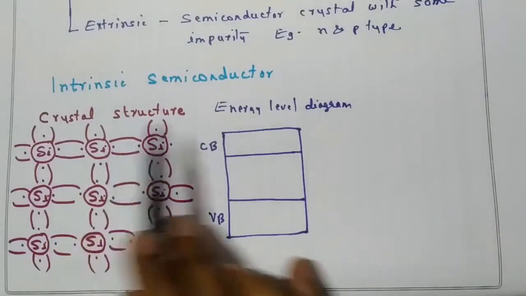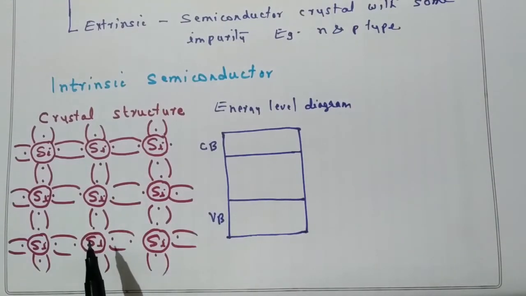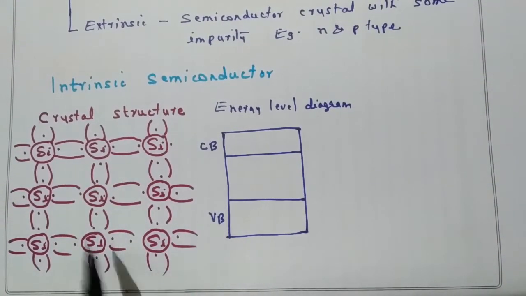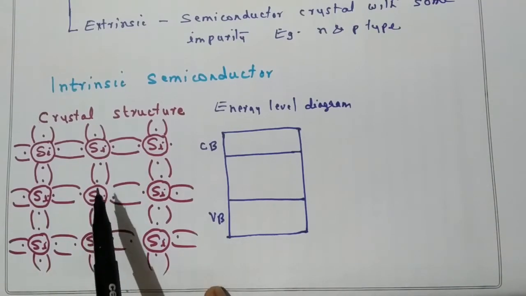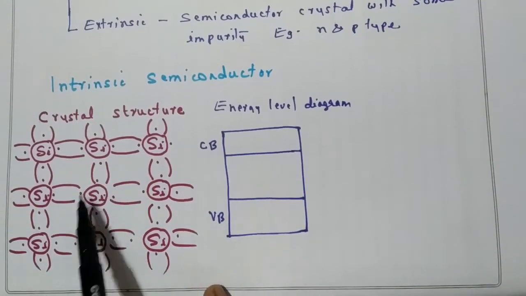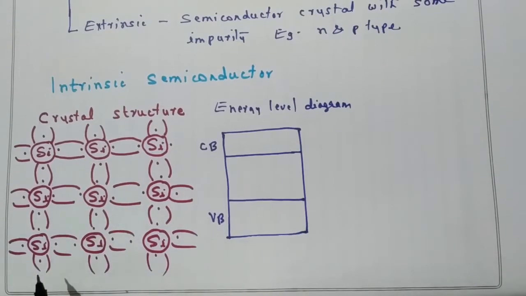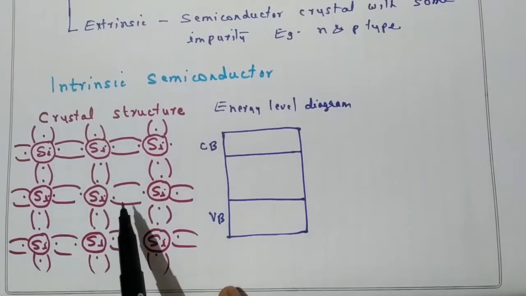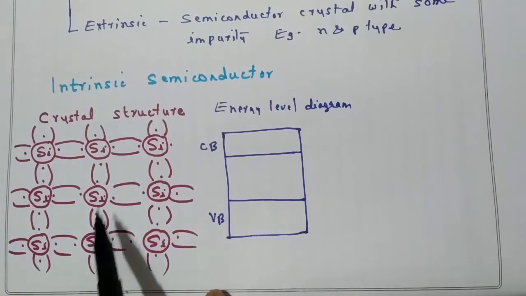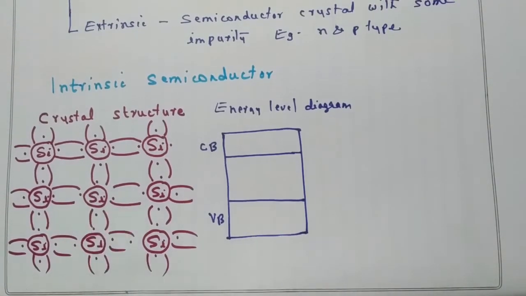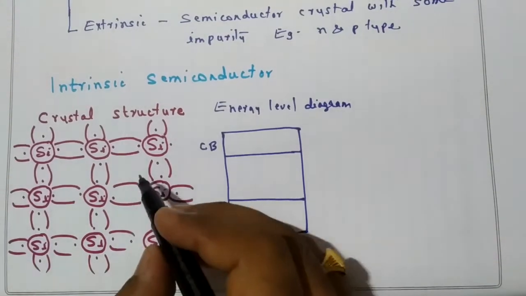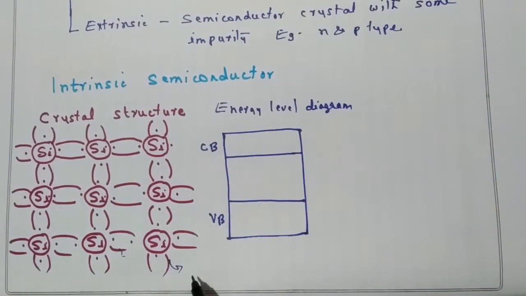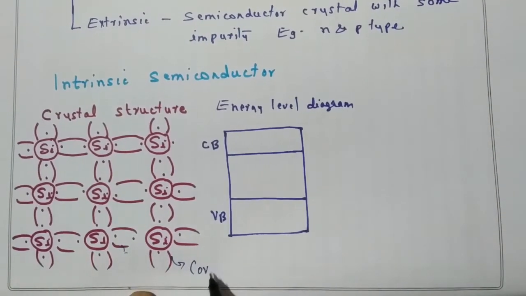See, this is the crystal structure of an intrinsic semiconductor. I have taken the example of a silicon atom, a system of atoms. The silicon atom has 4 valence electrons. Each valence electron is bonded with the valence electron of a neighboring semiconductor atom by means of a bond. That bond is a covalent bond. So this is a covalent bond.